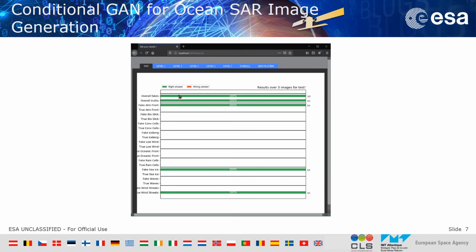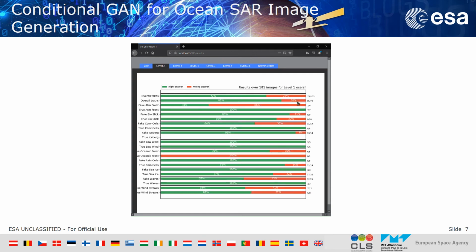However, we can see that Level 1 users are easily fooled with a quarter of the fakes passing undetected. Level 5 are way better. Though they are also more defiant as some true images are categorized as fakes. Overall, these users were wrong 18% of the time.